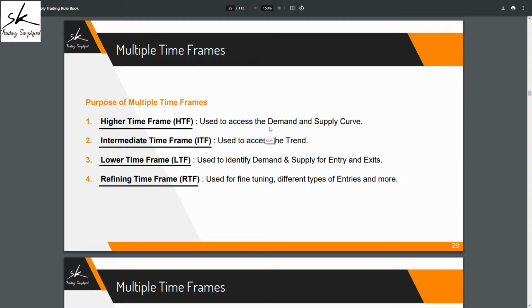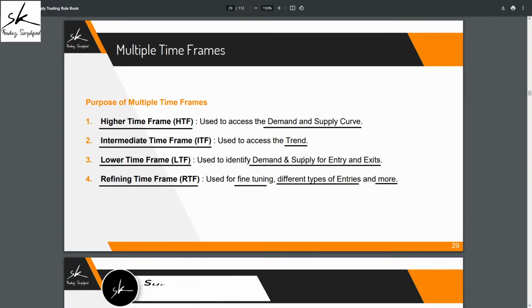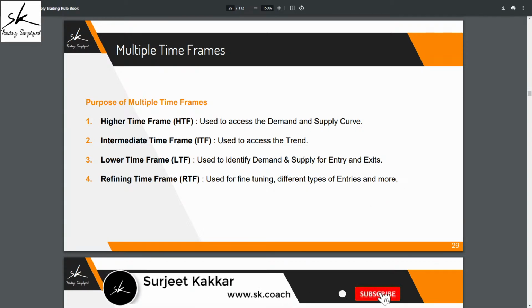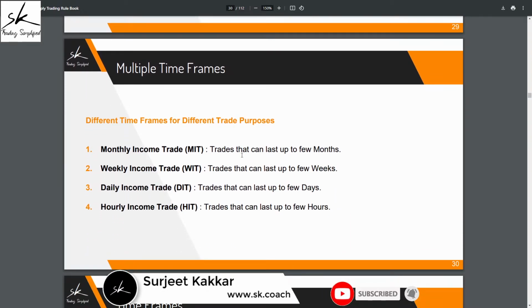Higher time frame is used for demand supply curve analysis, intermediate is used for trend analysis. On the lower time frame, we identify our areas of demand and supply for our entries and exits, and the refining time frame can be used for multiple purposes like fine-tuning the zone, different kinds of entries like your type 2, type 3 entries, or in case we need to apply some additional rules, that is also where this time frame can help us. Next, what are the 4 different trade purposes? We have already talked about it. What is HIT, DIT, WIT, and MIT?